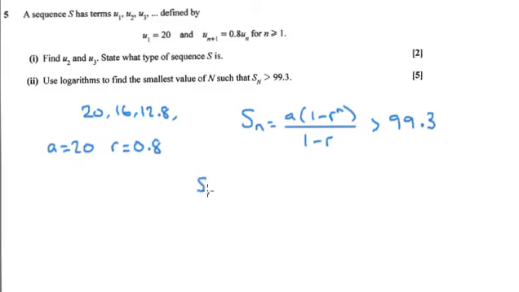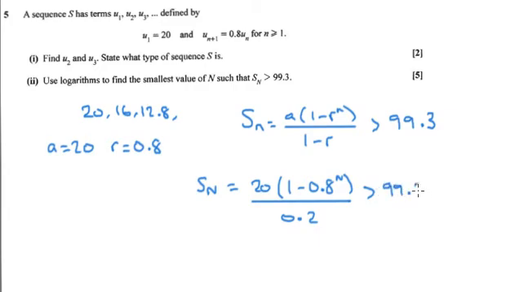So I'm going to substitute in the n value. So we want some value of n. They've used a capital N, so I will. A is 20. 1 minus 0.8 to the power of n over 1 minus 0.8, so over 0.2. We need that to be bigger than 99.3. So we've got to solve this inequality here.